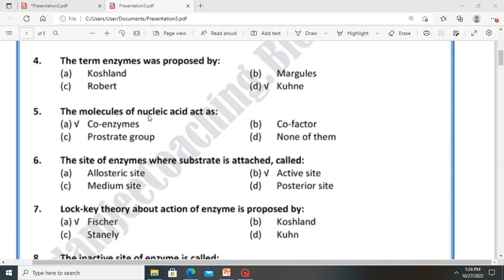The molecules of nucleic acids act as. So in an enzymatic reaction, what do nucleic acids act as? Nucleic acids act as coenzymes. Coenzymes formed from nucleic acids are NADH, FADH2 and FMN. So flavin mononucleotide, nicotinamide adenine dinucleotide, and flavin adenine dinucleotide are all nucleic acid derivatives that act as coenzymes that activate protein enzymes in a chemical reaction.